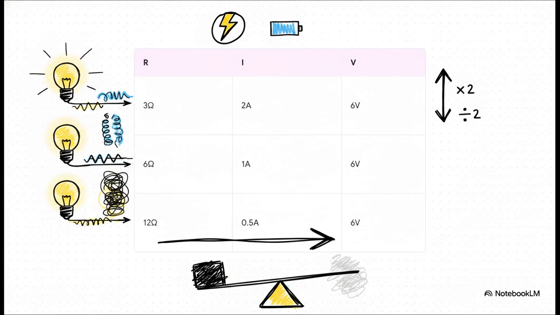This perfectly proves that current is inversely proportional to resistance. Double the resistance, you get half the current. Cut the resistance in half, you double the current.